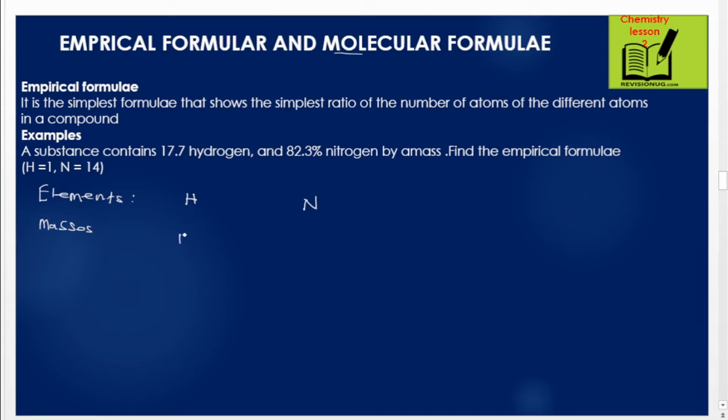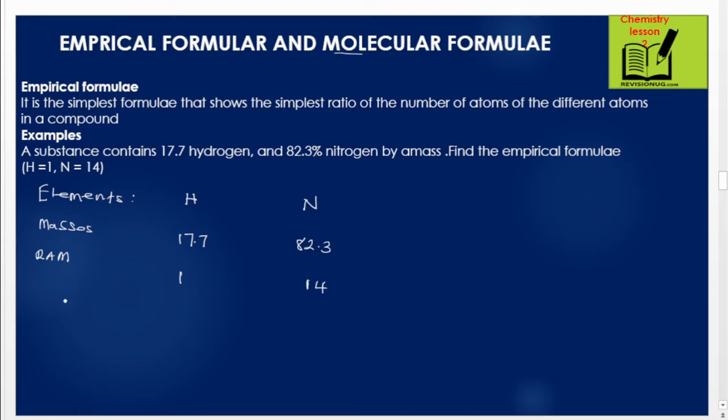Now this one, it is 17.7, and this one takes 82.3. Then after that, we need to write their relative atomic masses, because we are dealing with the atoms. Hydrogen takes 1, nitrogen takes 14. Very simple, we put it there.